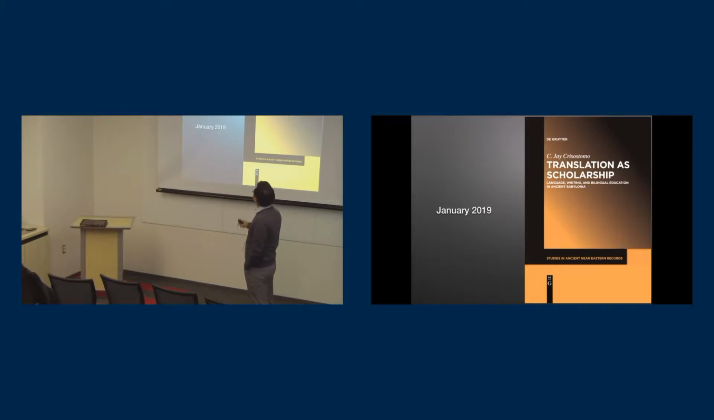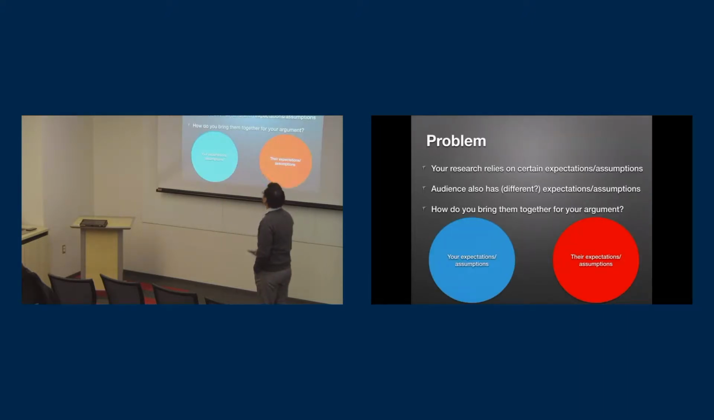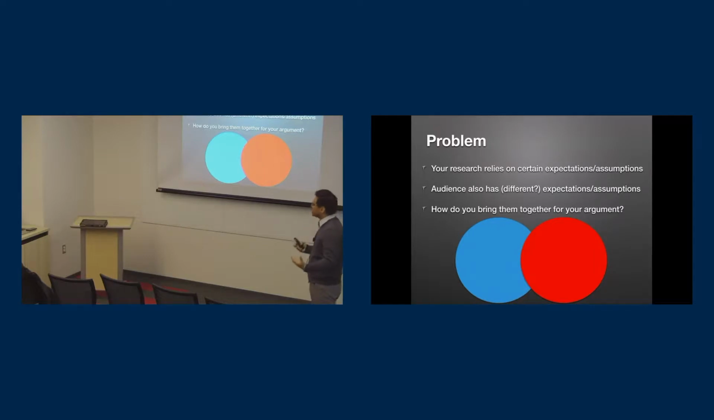So one of the issues then in writing, in thinking about research, is we have a major problem, right? We've got, on the one hand, our research, which relies on certain expectations, certain assumptions that we hold in our heads, so to speak. And on the other hand, we've got an audience that we're writing to, an audience that has their own potentially different expectations, different assumptions. So the issue at hand is how do we bring them together for our books, for our research, so that we have something for them to take hold of.